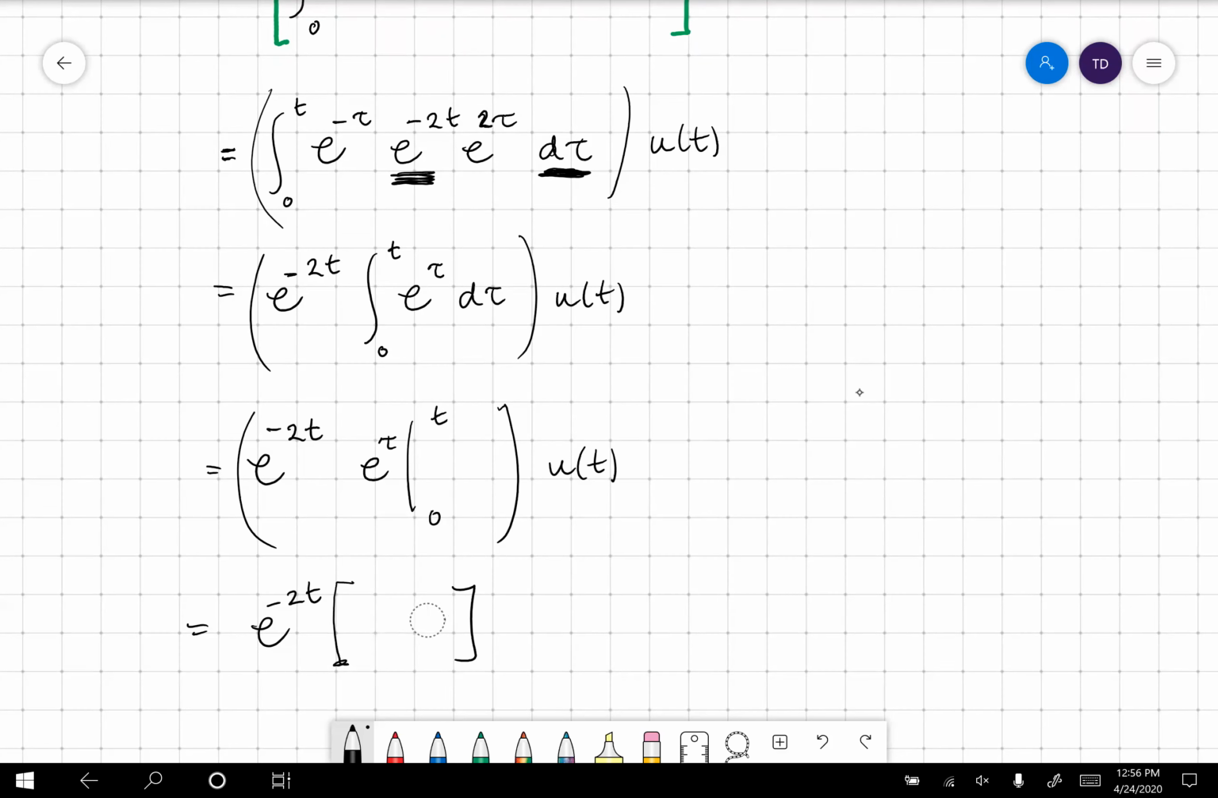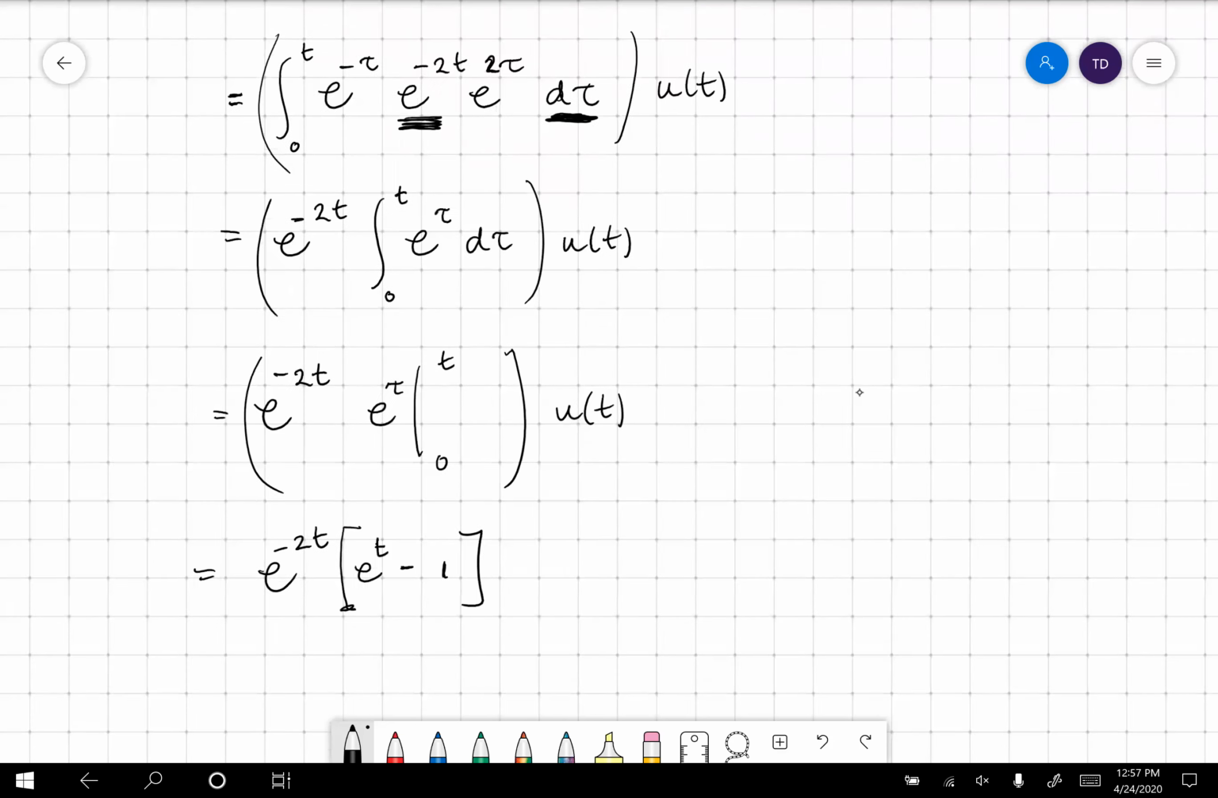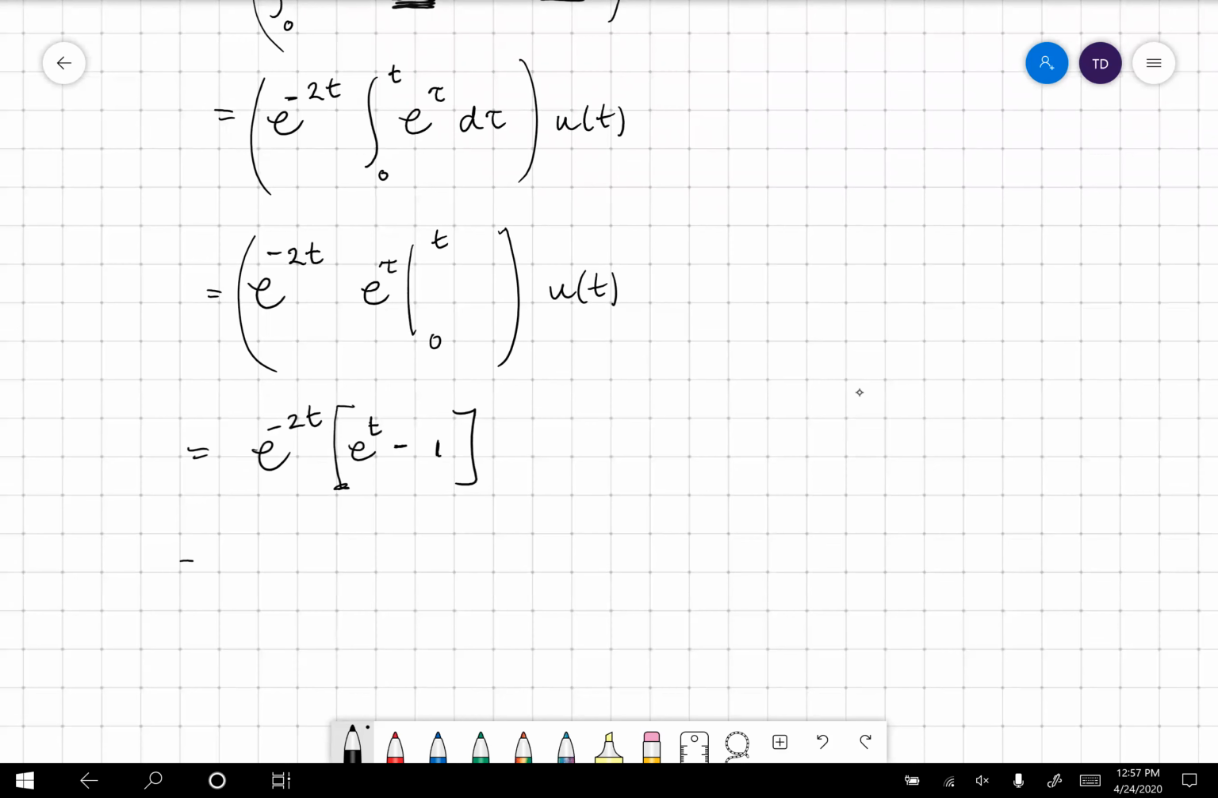Okay, now let's evaluate this properly. So that's going to be e to the t minus e to the 0. E to the 0 is 1. Okay, let's just multiply it through. Equals e to the minus 2t times e to the t, e to the minus t, e to the minus 2t times minus 1, minus e to the minus 2t. U of t.